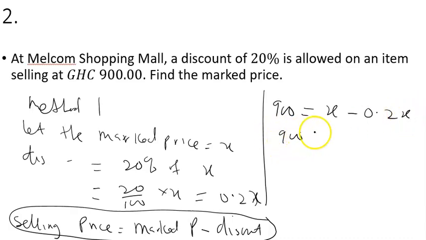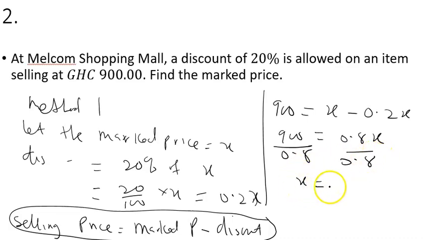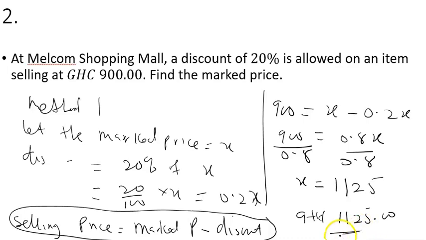To solve this equation, S minus 0.2S is 0.8S, divided by 0.8 on both sides. We have S equals 1125. This is the amount the item was to be sold at originally. So the item was priced at the Ghana cedi sign 1125. Don't forget the .00. It's a very nice question. That was method 1. Let's move to method 2.